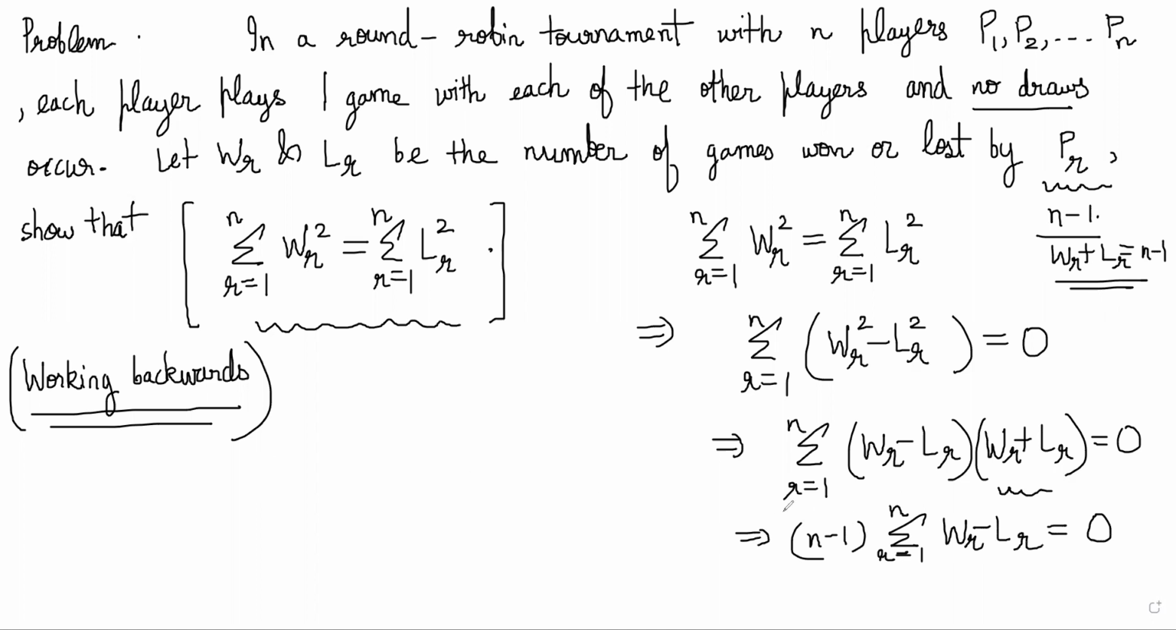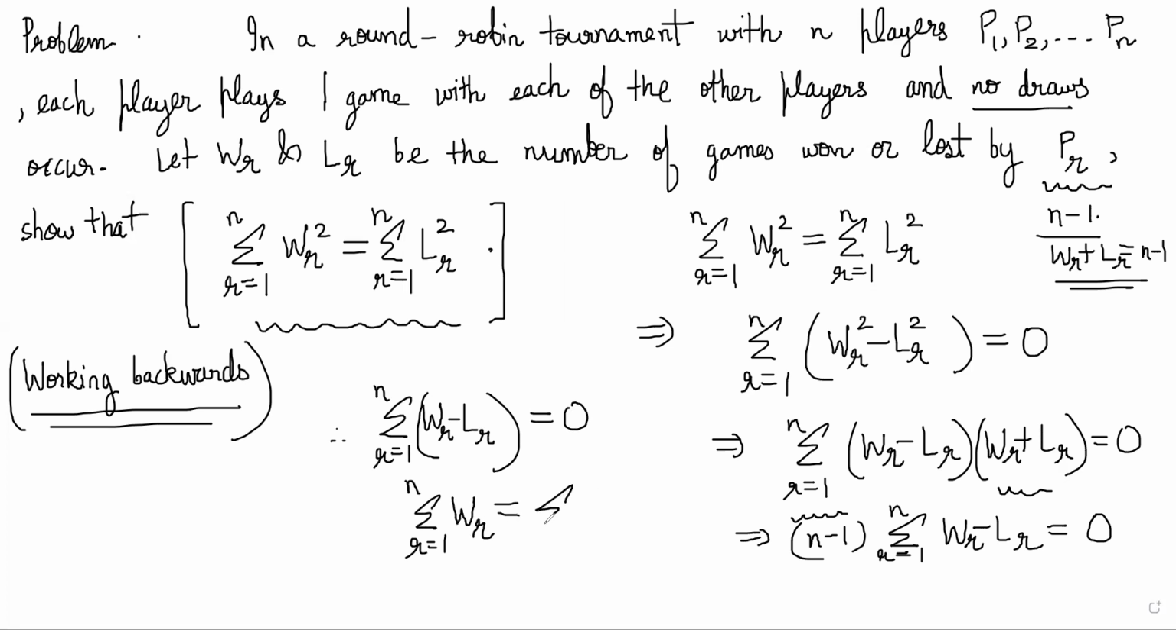Now what does this mean? Obviously n minus 1 is not equal to 0. So therefore we have summation R goes from 1 to n of WR minus LR is equal to 0, which can be rewritten as summation R goes from 1 to n of WR is equal to summation of R goes from 1 to n of LR. So this is what we are coming to after assuming the first step. We are assuming what we need to prove, and finally we are coming to this step. Now let's think of this.